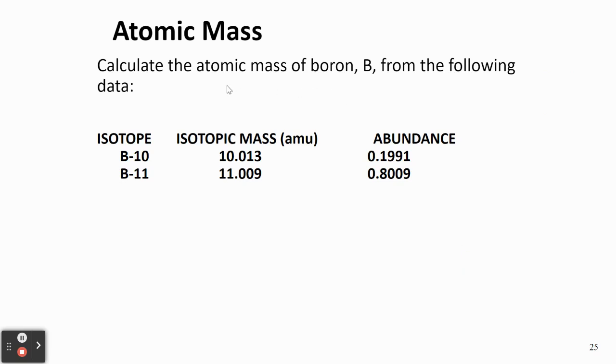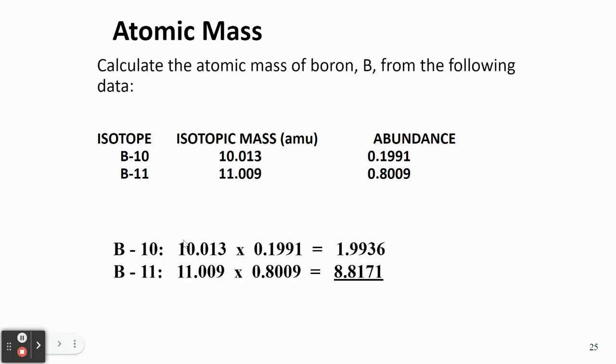So let's look at another example. Boron has 2 isotopes. You're given the isotopic mass in terms of AMUs. You're given the abundance. You want to calculate the weighted average. So stop this video and try and do that calculation, and then we'll look at your answer. So we've got 10.013 times 0.1991, and we're going to add that to 11.009 times 0.8009. And that gives us 10.811 AMUs. And this is the number on the periodic table because the number on the periodic table is a weighted average of all the isotopes of that element.